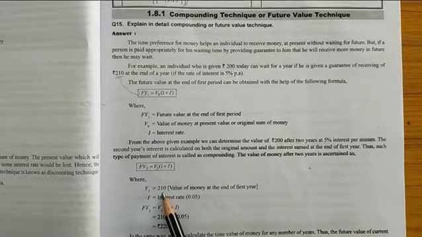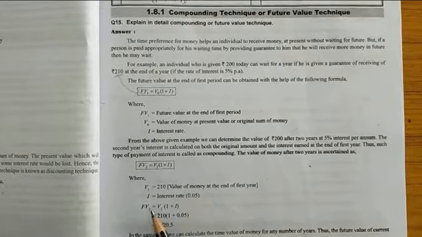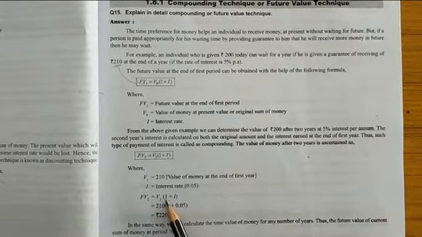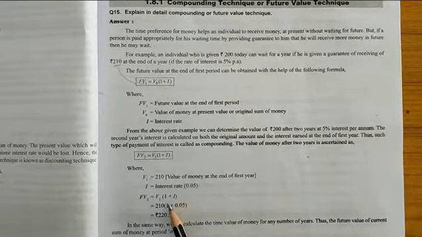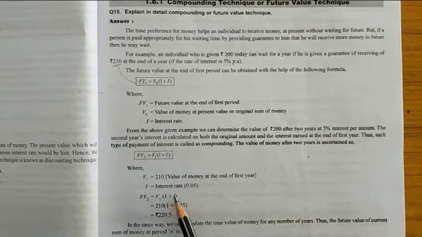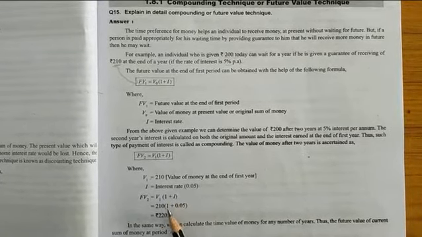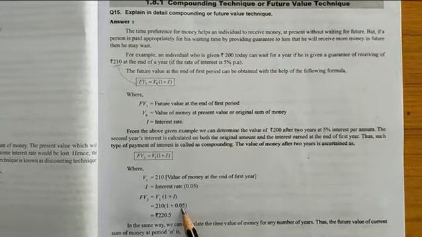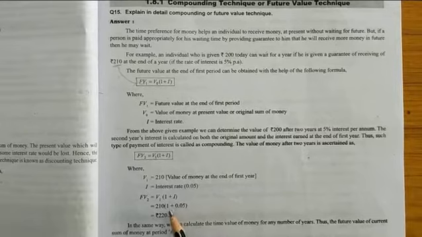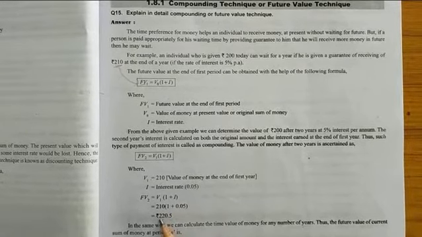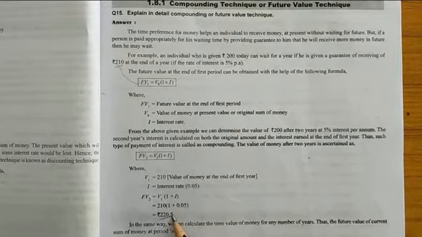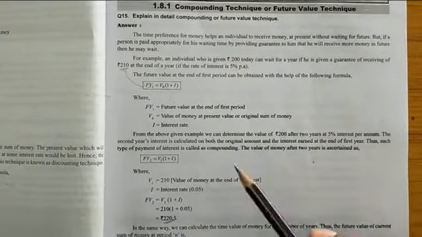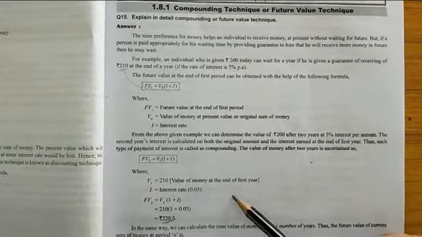V1 is equal to 210, and i stands for the interest rate. Substituting, V1 into (1 plus i) is equal to 210 into (1 plus 0.05), where the interest rate is in percent. Then when we multiply this, we will be getting the answer. This is about the first year and the second year.